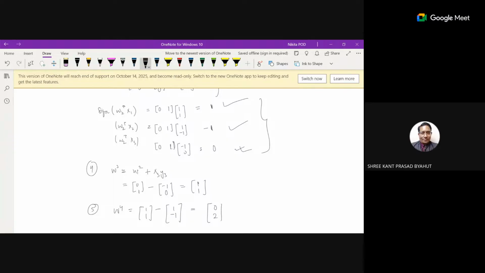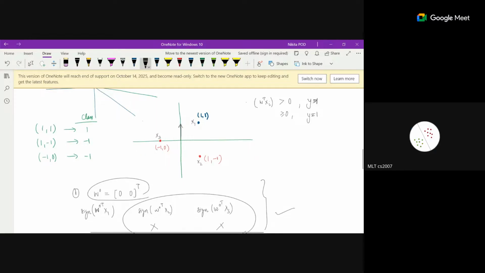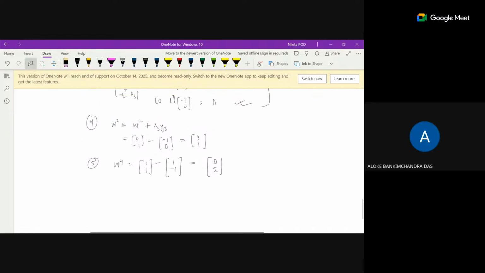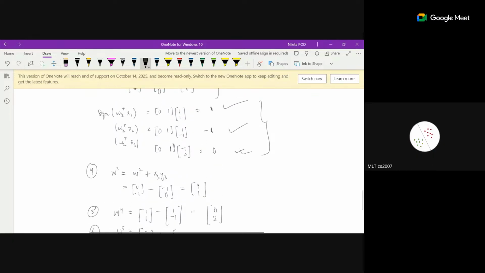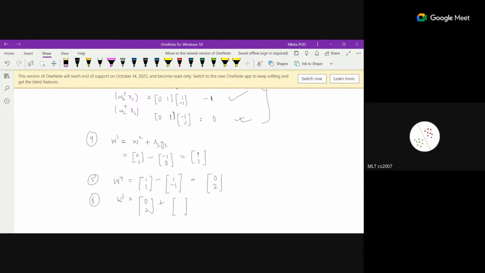So if I look at 0, comma 2, where is 0, 2? Sorry, this one. So it will now not make a mistake with respect to x3. Right? So now it will once again make a mistake with x3. So W5 is going to be 0, 2 plus x3 is minus 1, 0. Sorry, not x3, x2? X1? No, X3 only. X3 is making the mistake, so we'll take only X3.